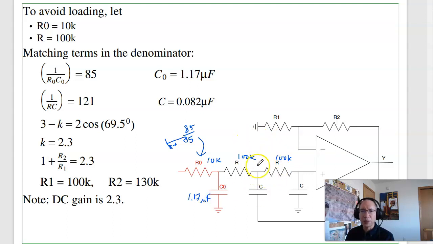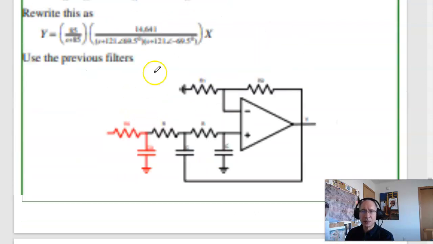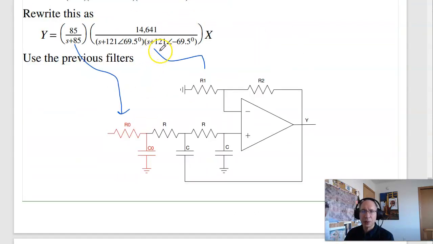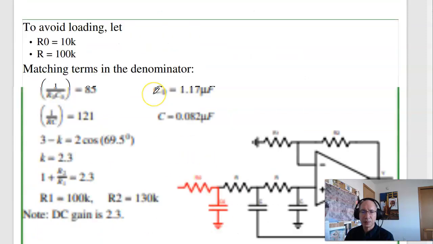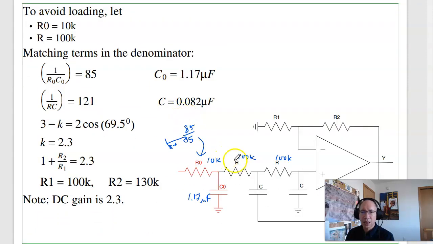For this one, 1 over RC is 121. And that's this guy right here, the 121. R is 100K, solve for C. C becomes 0.082 microfarads. To set the angle, the angle of the pole is 69 degrees. And pole right here, I'm at 69 degrees. Here, K is 1. Here, K is 3.